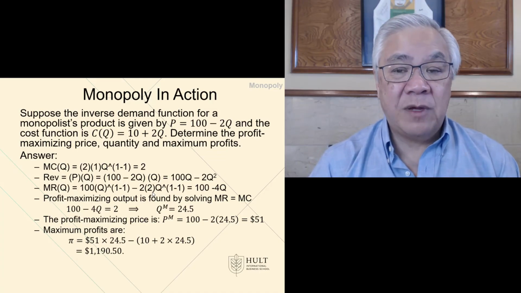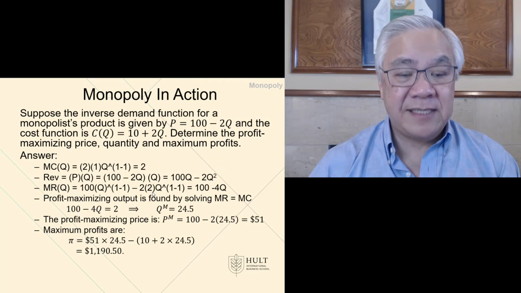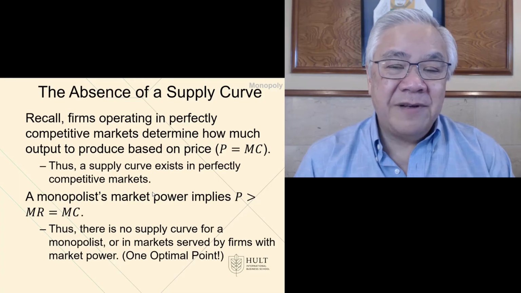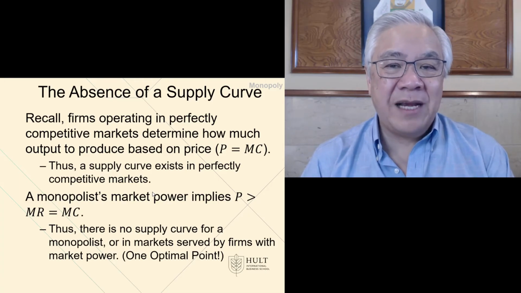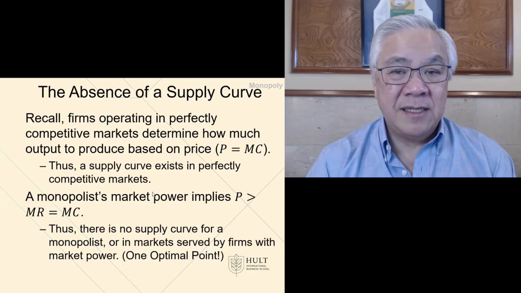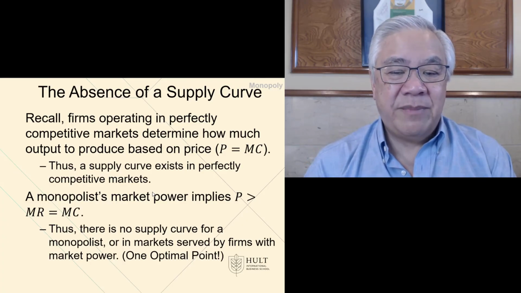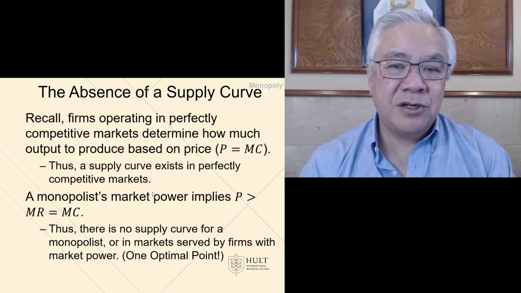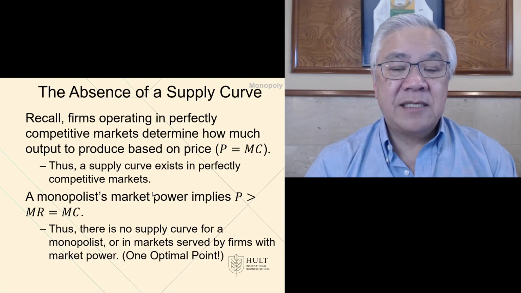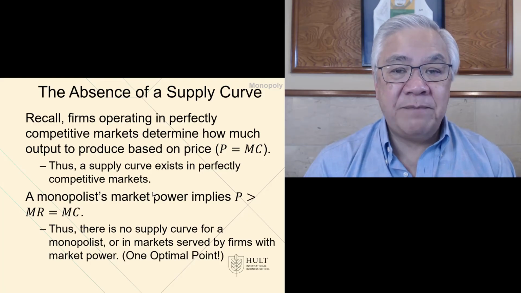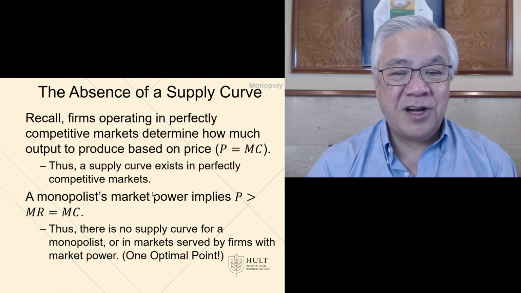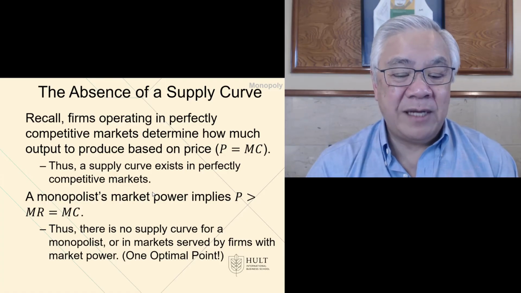And the answer is 1,190 and 50 cents. Now, in this case, we have an unusual case. There is no supply curve because the monopolist can choose what to supply at what price. So the price is not determined by the competitors, but the price is determined by the monopolist's action against the demand curve. In this case, the market power that they receive means that the price will always be greater than marginal revenue equals marginal cost because they have the right to do so.